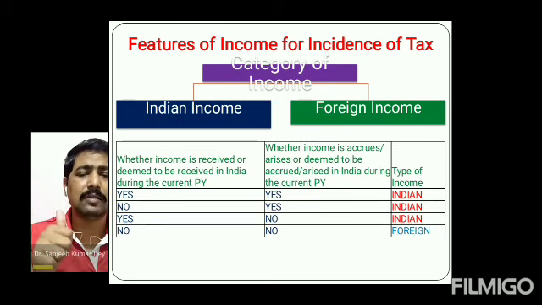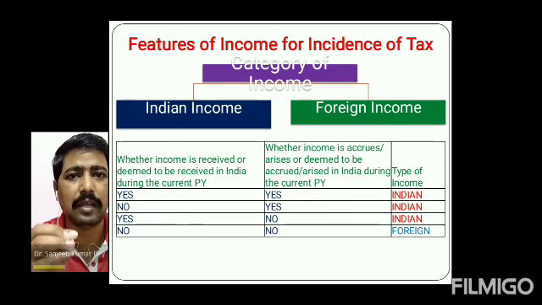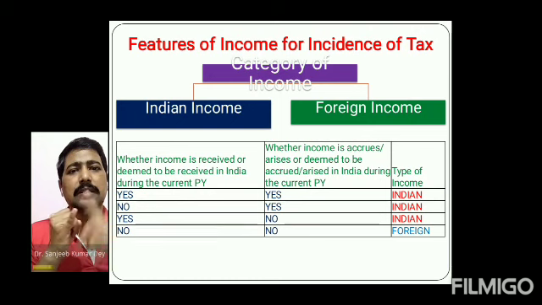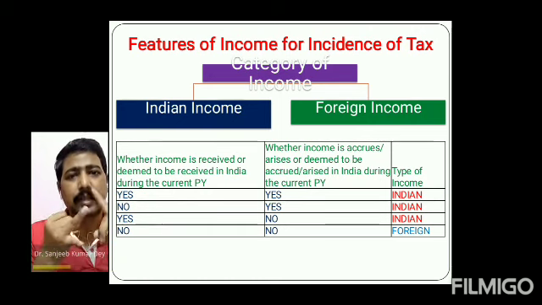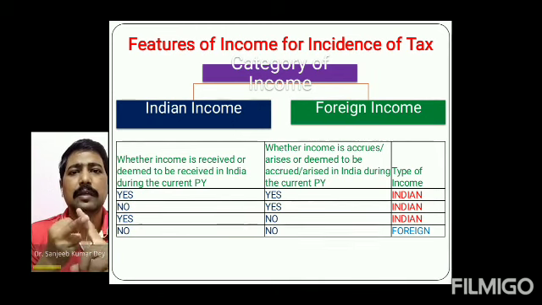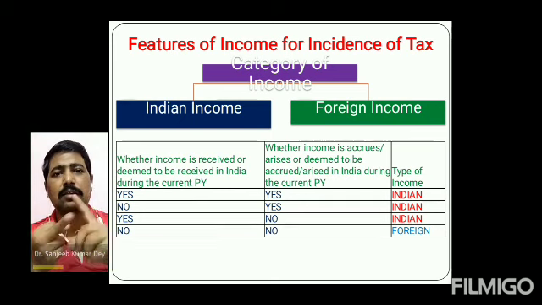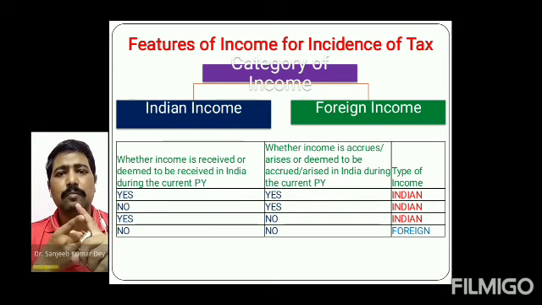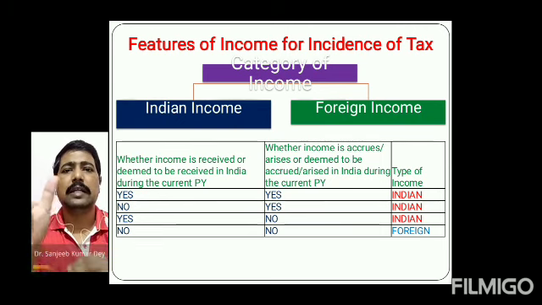Again, in very simple language, if a particular income is received in India, it is Indian income. If income is deemed to be received in India, also Indian income. If an income accrues in India, then also it is Indian income. If an income is deemed to accrue in India, then also Indian income. Otherwise, it is a foreign income.